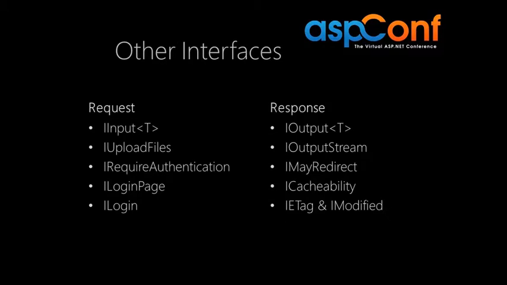So we've got lots of other interfaces as well. On the request side of things, we have an iInput, which allows you to specify a model that will be uploaded in a post or a put or a patch, and that can be form data, that can be a JSON document, that can be an XML document, and you can implement your own content handlers to handle other types as well.